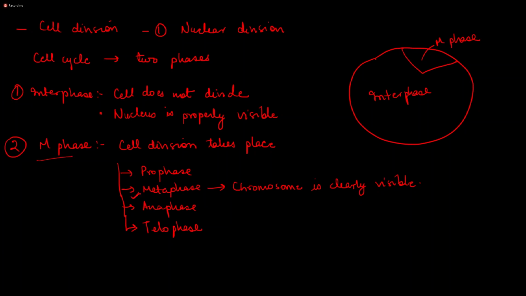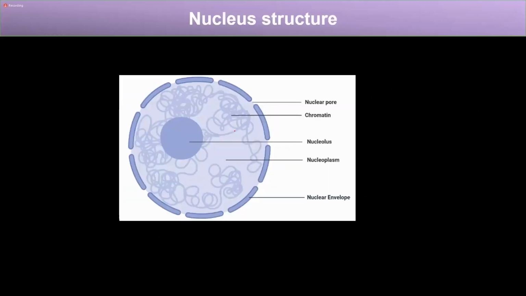Okay. Now, let's talk about the structure of the nucleus. As we can see, the structure of the nucleus looks something like this. It has different components. First of all, it is a double membrane bound organelle, right? The nucleus is a double membrane bound organelle, so we can see that it has a nuclear envelope.